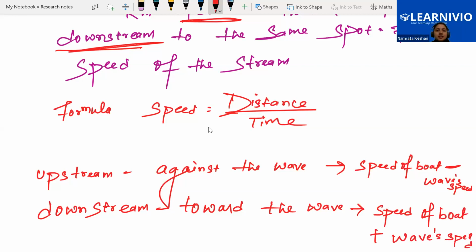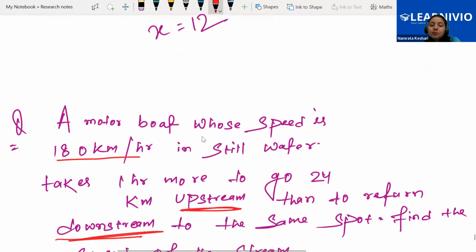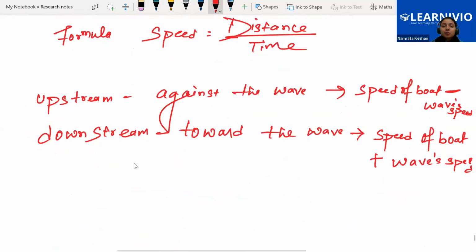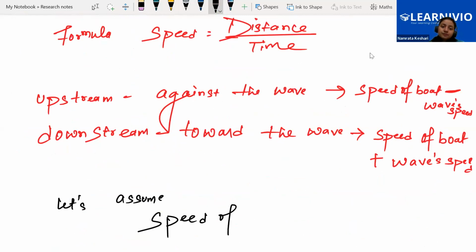If you understand this scenario, then let's discuss this question. A motorboat whose speed is given as 180 km per hour. Let's assume the speed of the wave, not wind, the wave, is x kilometer per hour.